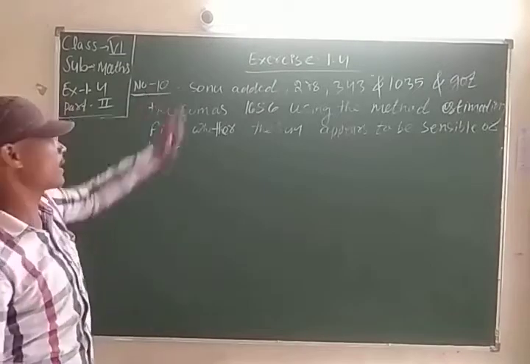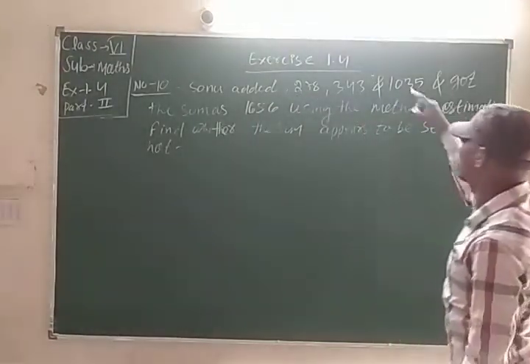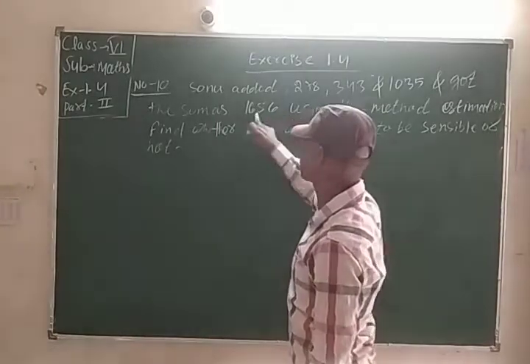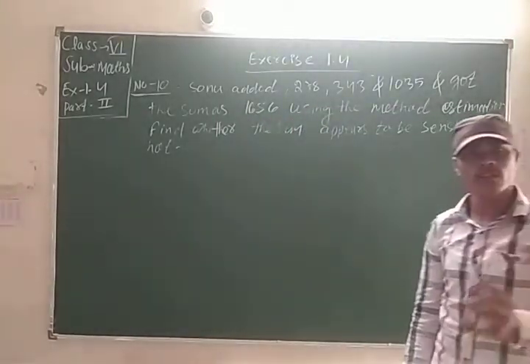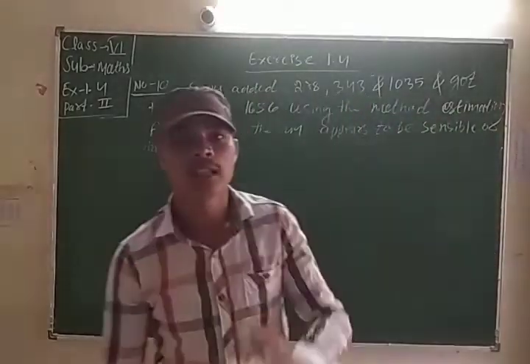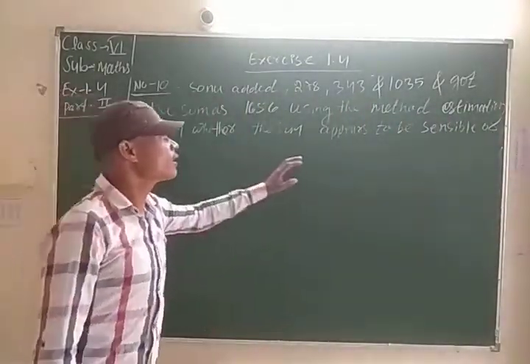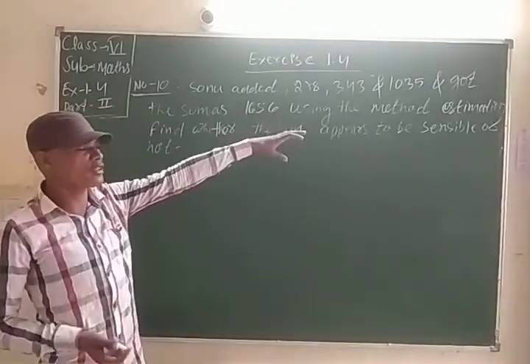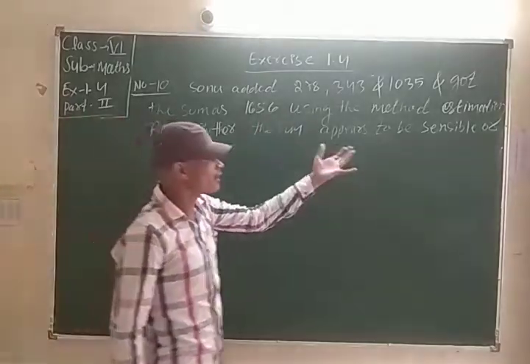Here we will do number 10. Shonu added 278, 343, and 1035, and got the sum 1656 using the estimation method. That means we use the estimation method to find the sum, the subtraction, and the multiplication. Then his answer appears sensible.